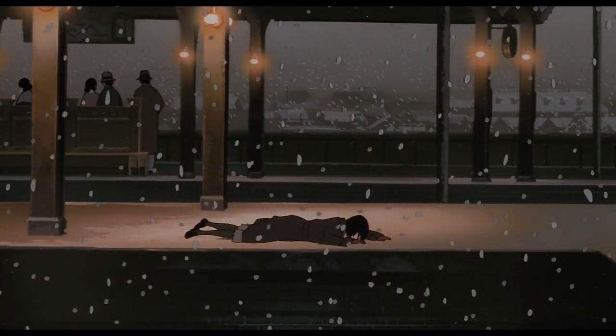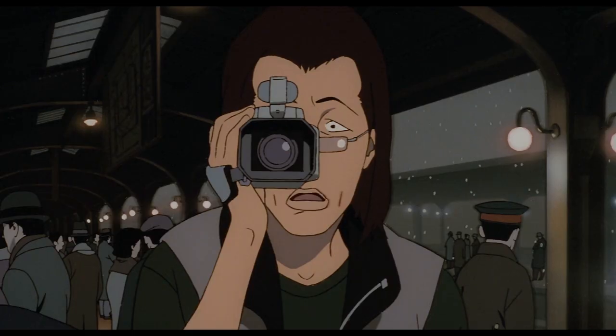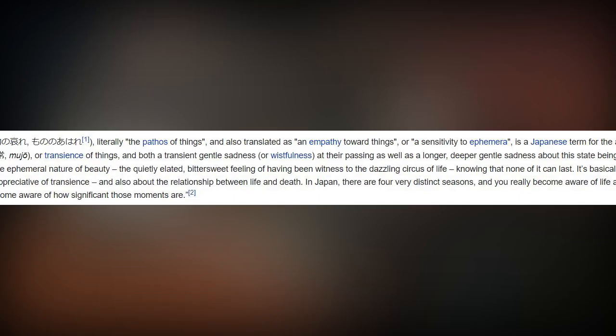But this talk of transience brings me back to Japan, because if there's one culture that's most in touch with the concept of the transience of all things, it might be the Japanese, a sentiment that is encapsulated in the common phrase mono no aware. Mono no aware.